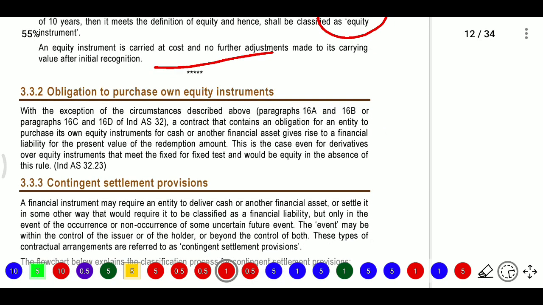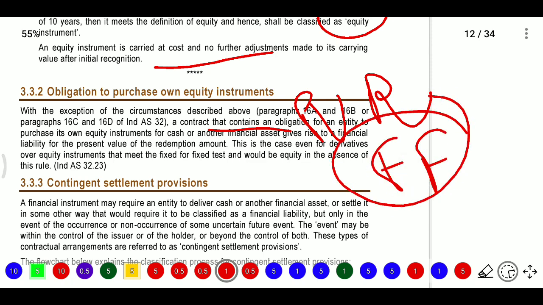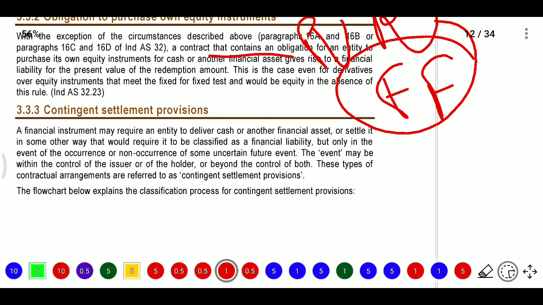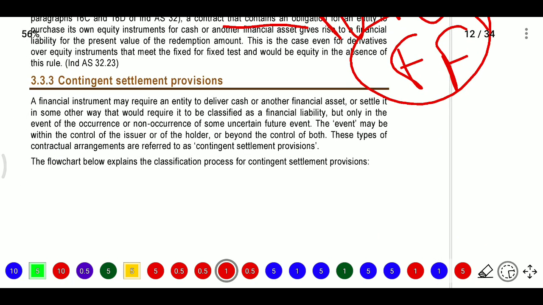Obligation to purchase own equity instruments. So with the exception of some cases, this meets the fixed test. A contract that contains an obligation for the entity to purchase its own equity instruments for cash or another financial asset gives rise to a financial liability. The present value of the redemption amount we will consider. It would be equity in the absence of this rule if it meets the fixed test. So contingent settlement provision, we will see how the fixed test is calculated. Firstly, contingent settlement provision.